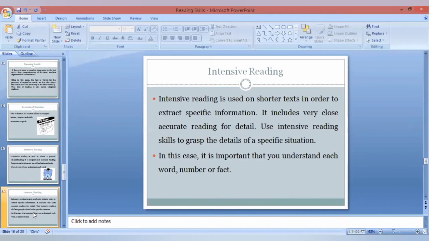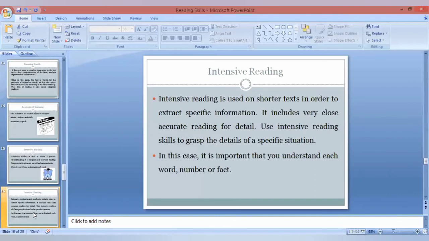Here, the text is very short, not very lengthy, and it is used on shorter text in order to extract specific information. It includes very close, accurate reading for detail.